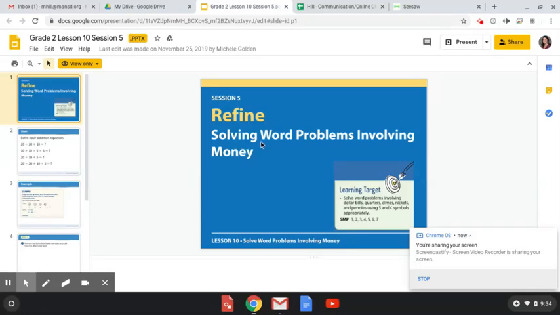Hi everyone. Today we're going to take a look into solving word problems involving money. That means that it might not just be coins that we're working with today. We're going to start taking a look at dollar bills.